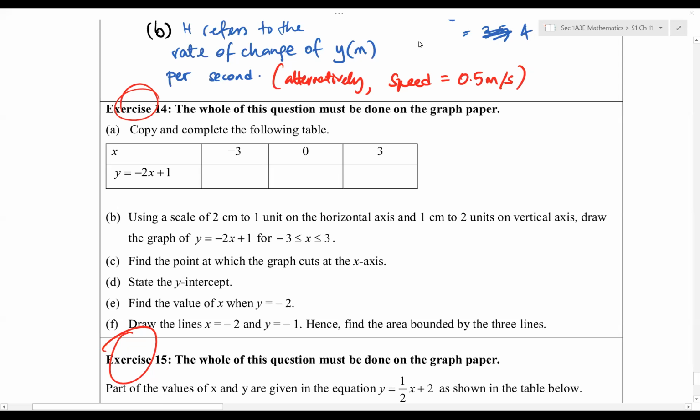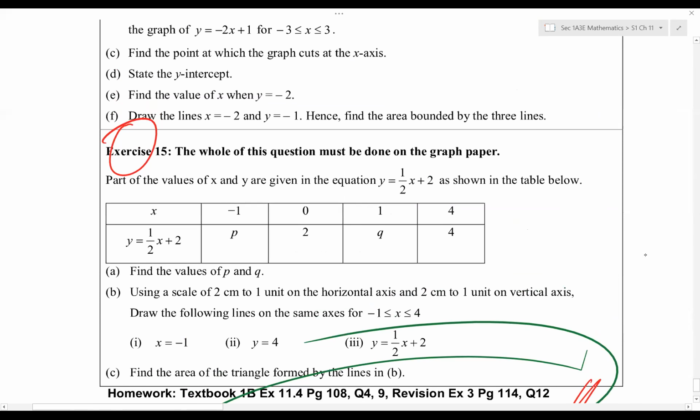Okay, two more questions from the notes, then textbook, then pass your paper for practice. Now let's start with exercise 14. Complete the following table. So exercise 14, let me show you the answers.